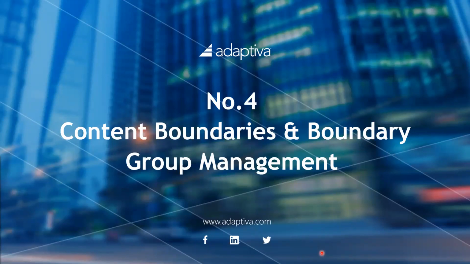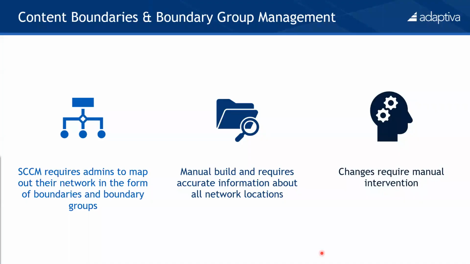Number 4 is the difficulty in setting up content boundaries and boundary group management. As a Config Manager admin working with a global infrastructure, you know how difficult it is to have to go and set up all of these boundaries. You're setting them up using IP subnets, you're using IP ranges, you're using sites and services within Active Directory. You're using some mechanism to identify which machines should be grouped together within a boundary. And then for those boundaries, which of those boundaries should be grouped together into a boundary group. And then we apply management resources to that. So management points, distribution points, peer caches, and so on.